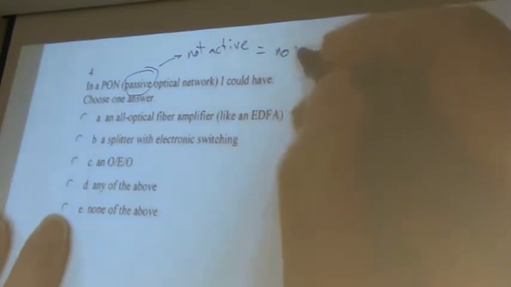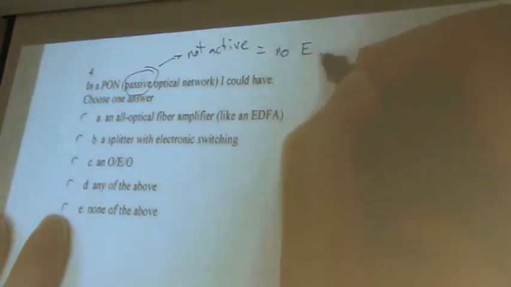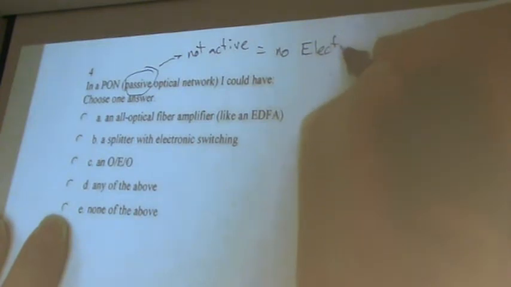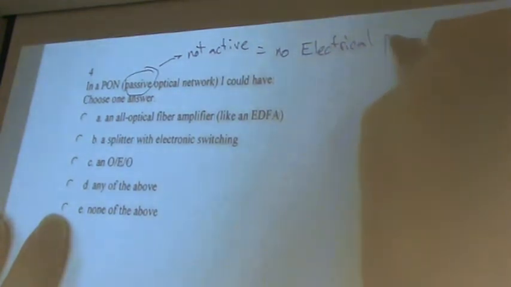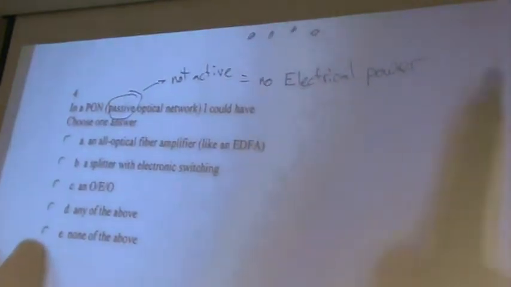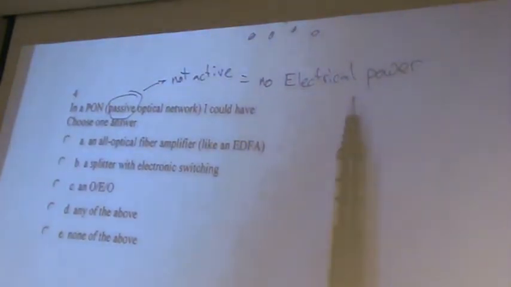And a PON now stands for passive optical network, right? Passive means not active. What does that mean? That means no power, right? I don't have to plug it in. No electrical power. Right? And why is that so popular? Because it's cheaper. Right? I don't have to supply electrical power.